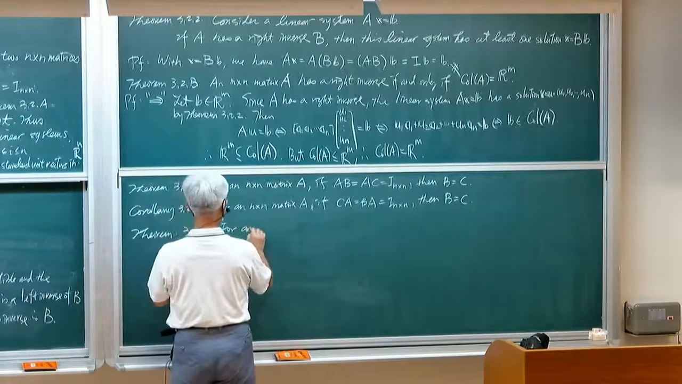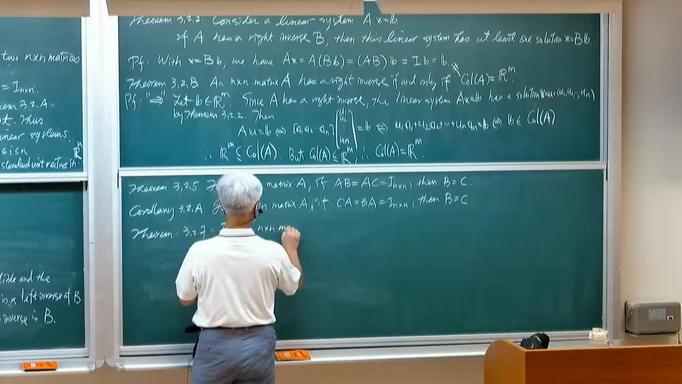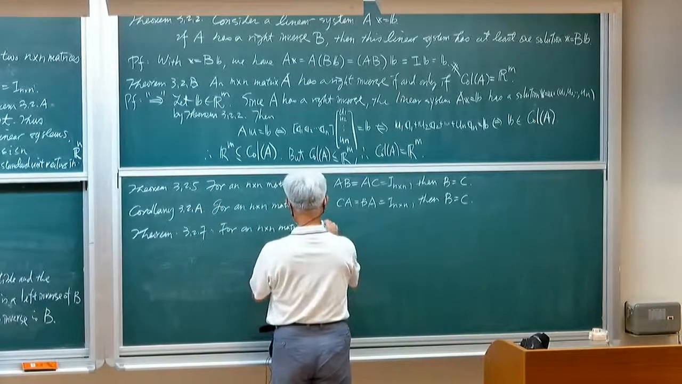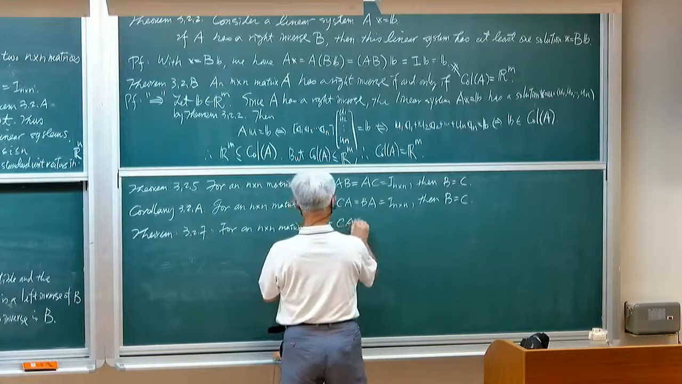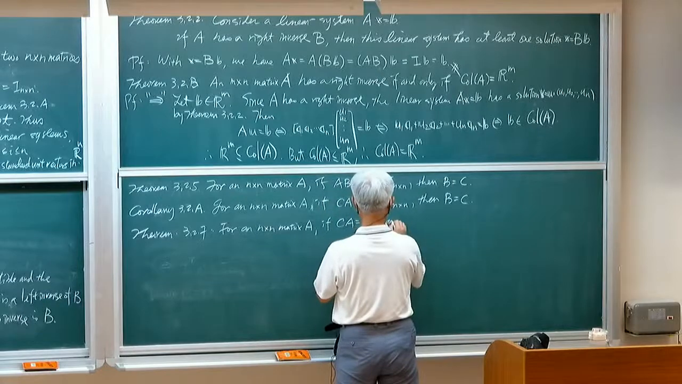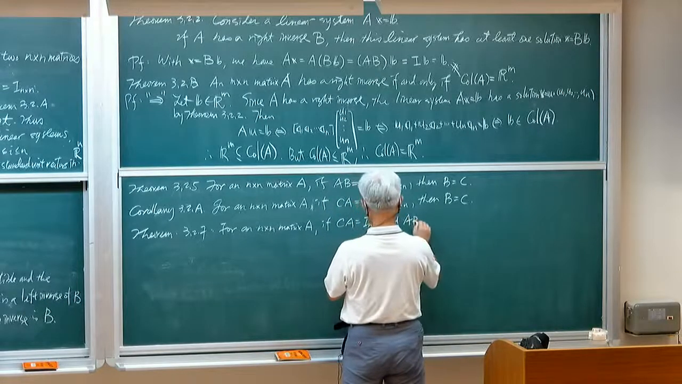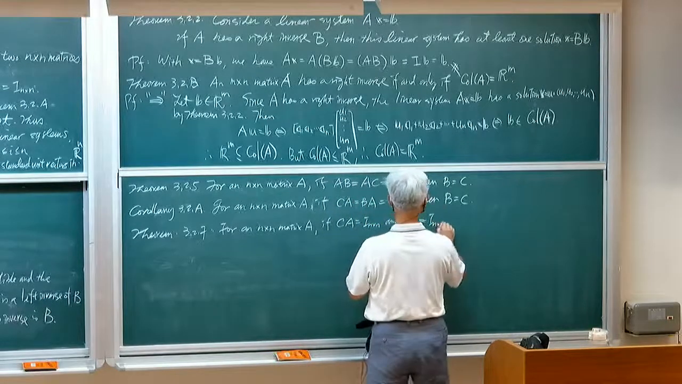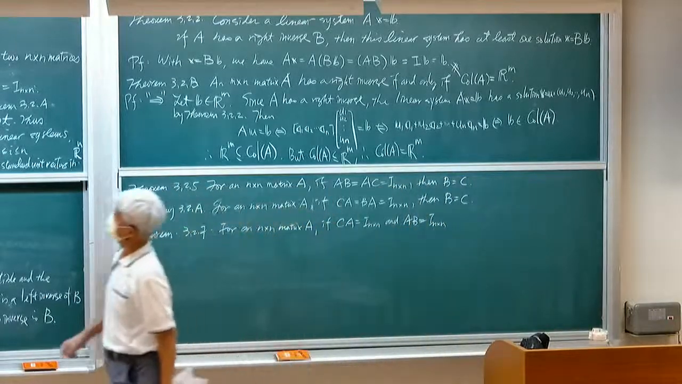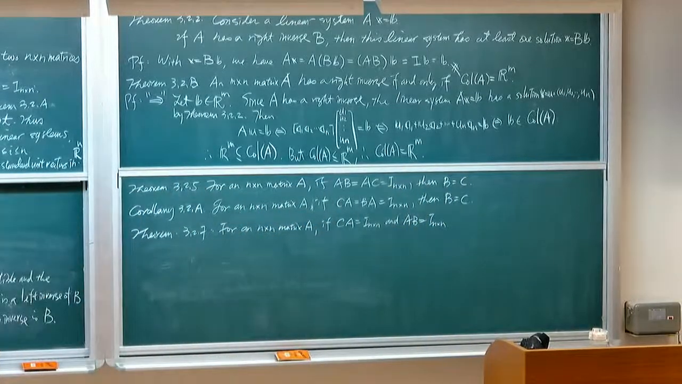Now for an n times n matrix A, if CA equals the identity and AB equals the identity, all right, this is our question raised here.